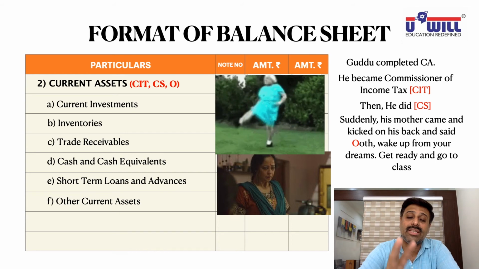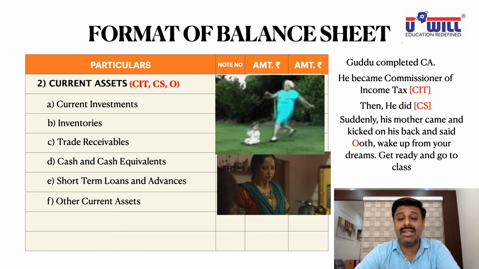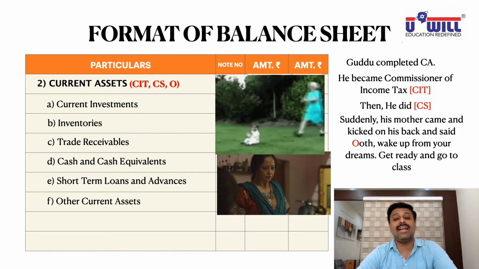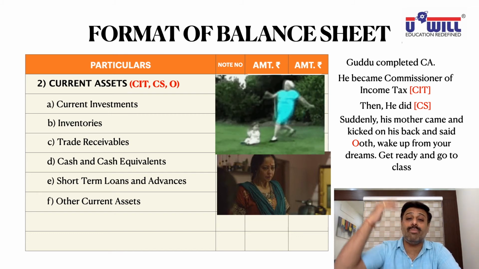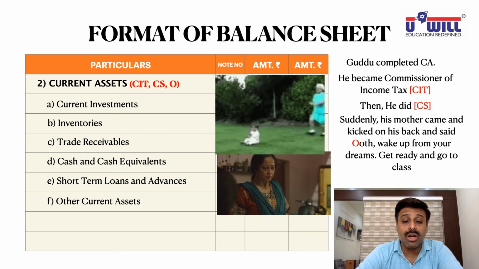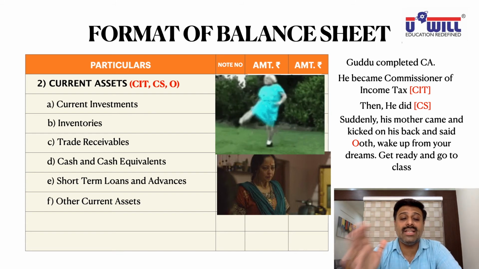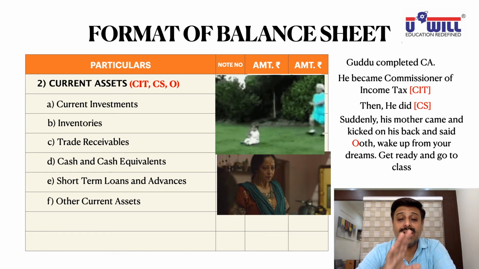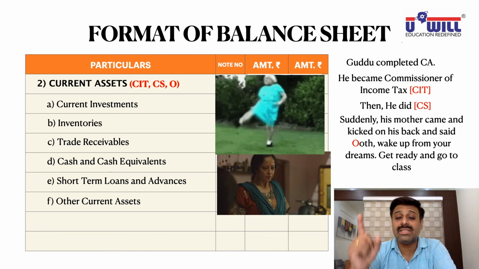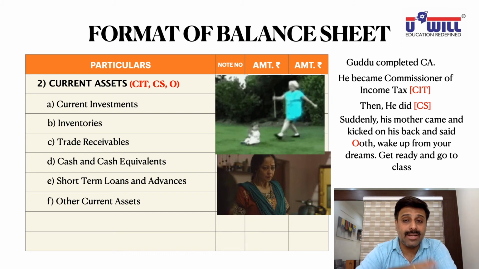In your examples, only these two things will be given: cash in hand and cash at bank. Otherwise, cash equivalents include demand drafts and checks which we have received but not deposited in the bank. They are in our drawer. So dividend warrants, all these come in the category of cash equivalents, which are as good as cash. But here you'll have only two things in your practical examples: cash in hand and cash at bank.